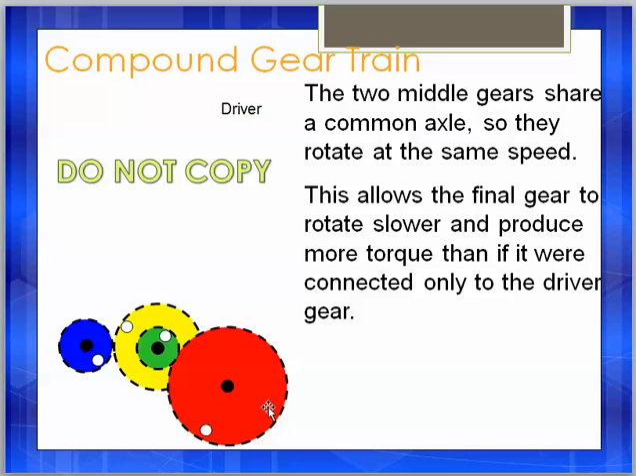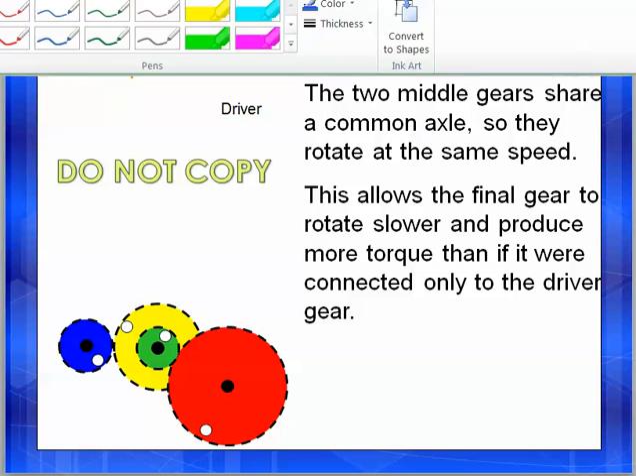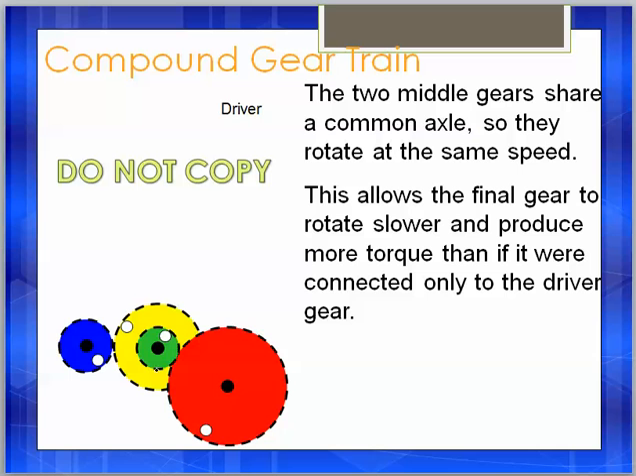again, we know that we have a driver gear. Clear over here is our drive gear, and it's moving really fast in comparison to the yellow one, because the yellow one's bigger. Because the yellow one's moving slower, the green one's moving slower. And because it's able to move slower, it's able to produce more torque.